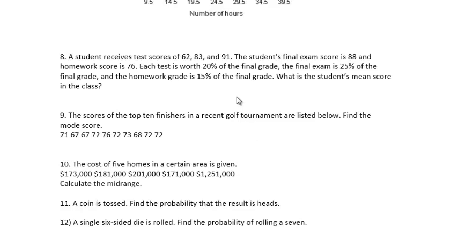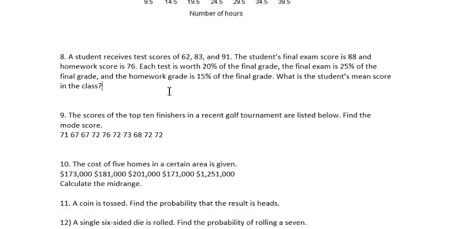A student receives test scores of 62, 83, and 91. The final exam score is 88, and the homework score is 76. Each test is worth 20%, the final exam 25%, and the homework 15%. What is the student's mean score for the class? Mean is the average, and you have to weight each thing by what the problem tells you to.